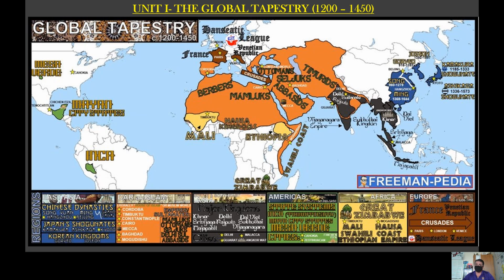East Asia, you've got the Song dynasty, then the Mongols, the Yuan dynasty, then the Ming dynasty. You've got Korea, which is very much in China's sphere of influence, getting a lot of its culture from China, as does, to a lesser extent, Japan.